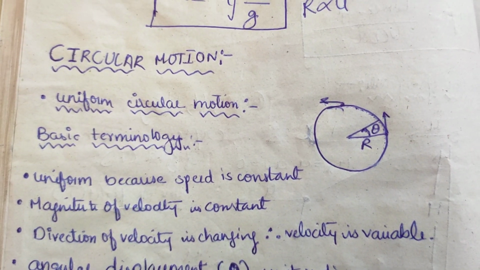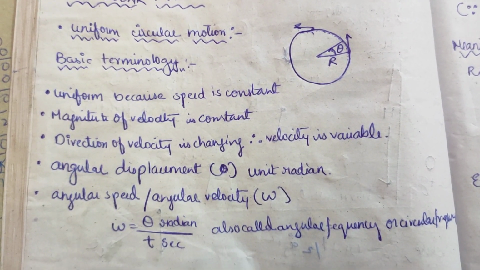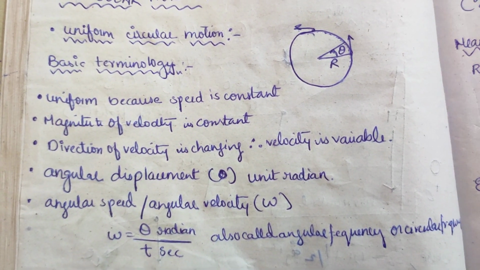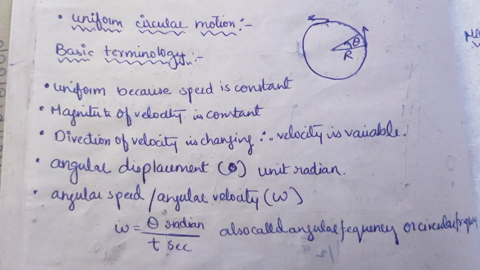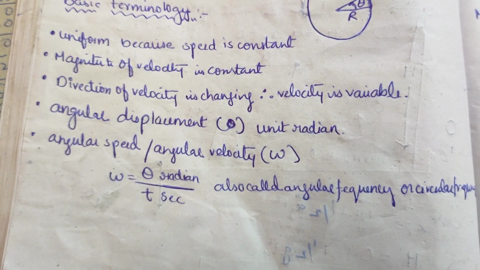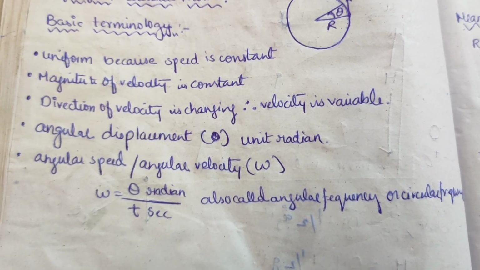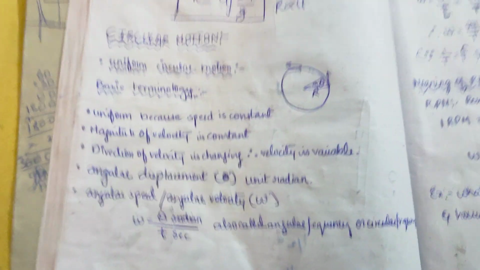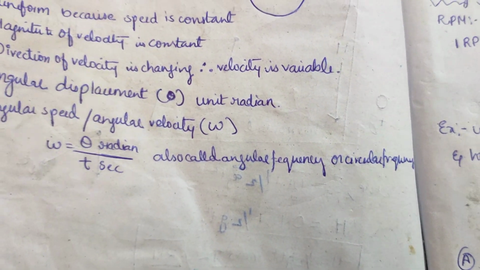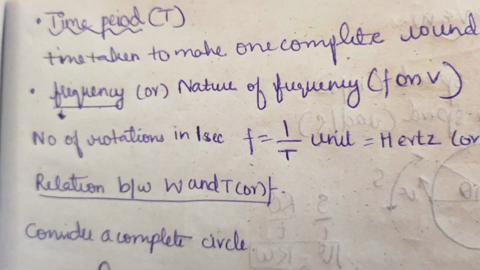Circular motion. Now uniform circular motion, basic terminology. Uniform means speed is constant, the magnitude of velocity is constant, direction of velocity is changing, therefore velocity is variable. Here angular displacement theta, unit is radian, whereas angular speed or angular velocity is omega equal to theta by t, radian by second, also called angular frequency or circular frequency. Now time period T, the time taken to make one complete round, is called time period T.